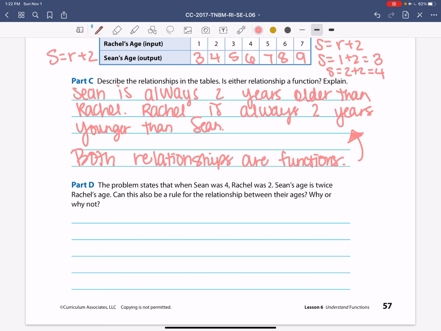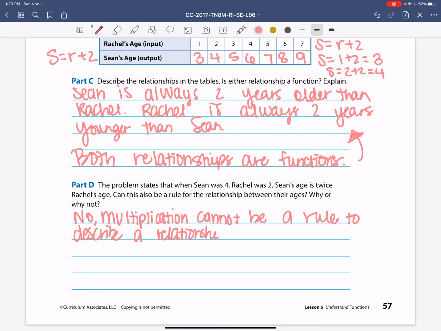The problem states that when Sean was 4, Rachel was 2. Sean's age is twice Rachel's age. Can this also be a rule for the relationship between their ages? Why or why not? No, this cannot be a rule. No, multiplication cannot be a rule to describe a relationship between ages.